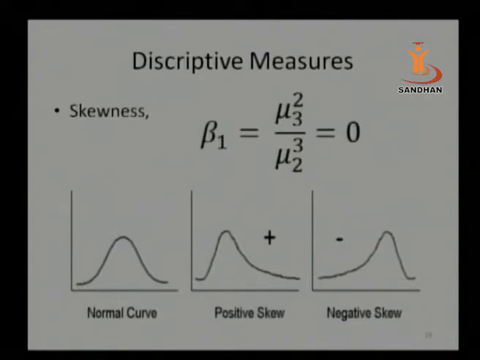Similarly, if your beta 1 has a value less than 0, you will have negative skewed data. In the case of negative skewed data, the left tail of the curve will be quite longer than the right-hand side tail. So in the case of negative skewed data, the total area will be more concentrated on the right-hand side of the curve. In the case of normal curve, most of the data will be centralized around the mean, and it is very easy to see from these figures.